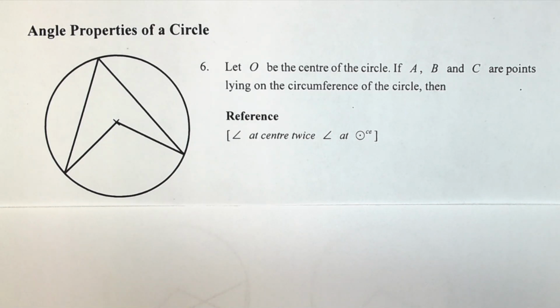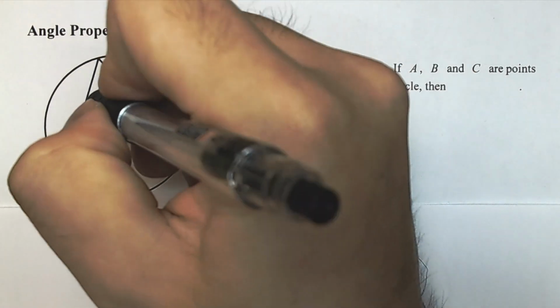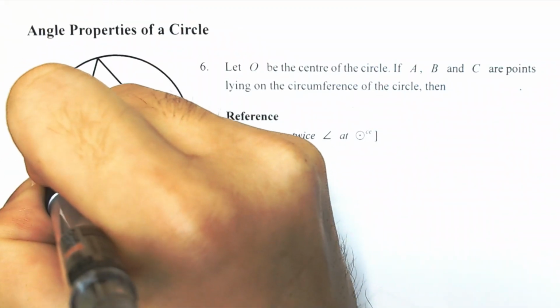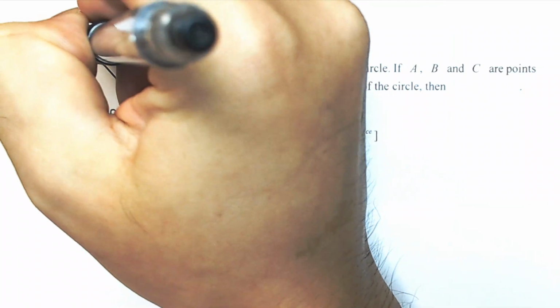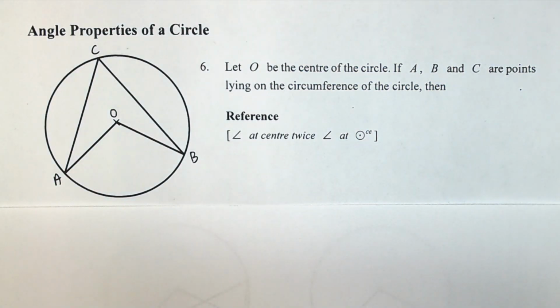We let O be the center of the circle, and A, B, C are points lying on the circumference of the circle, just like this. And there is a relation between angles at the center and the angles at the circumference. I would first prove it to you, and then I would write the result next to it.